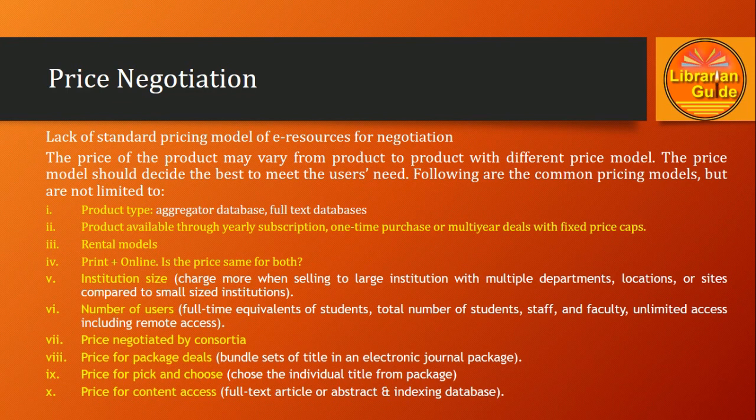The price negotiated by consortia: as we already discussed during the evaluation, some of the consortia take enough care to negotiate the price on behalf of the member institutions, and the negotiated price is taken by the member institution to subscribe to these resources. Price for package deal: sometimes we have to take care of the package deal, bundle, which includes a bundle, set of titles and electronic journal package. Price for pick and choose: sometimes we don't require the full package and we need only 10 journals, but if you go for the bundle, it may have more than 1000 journals, but you don't require all of them.